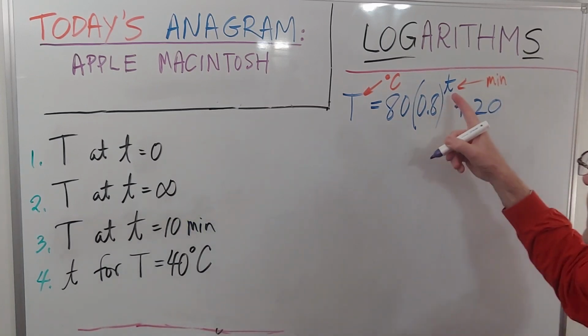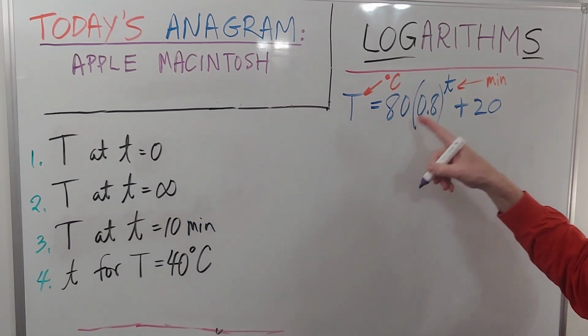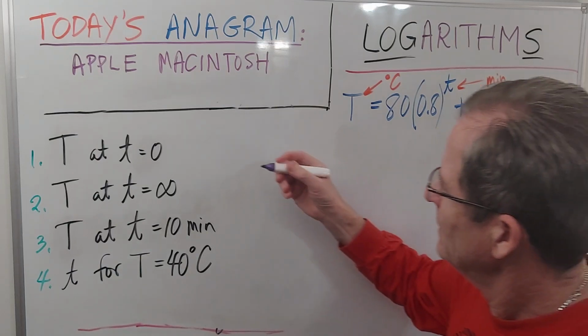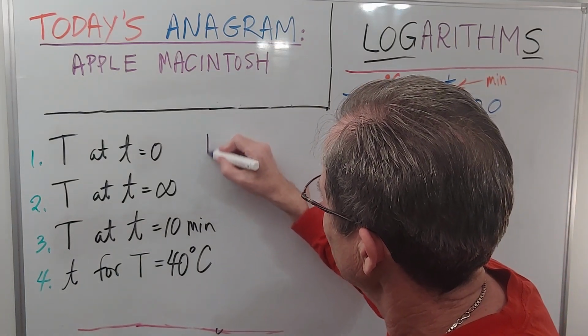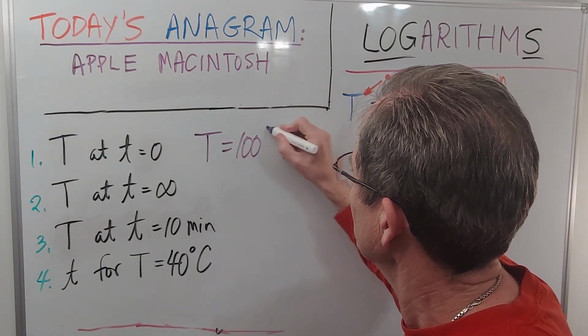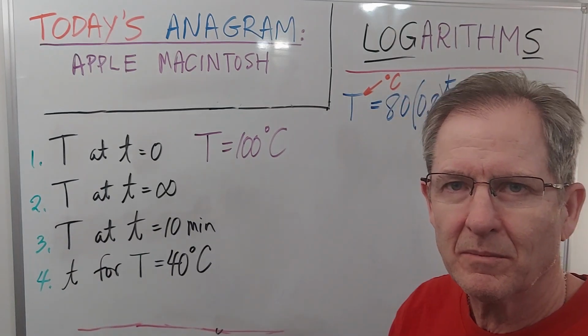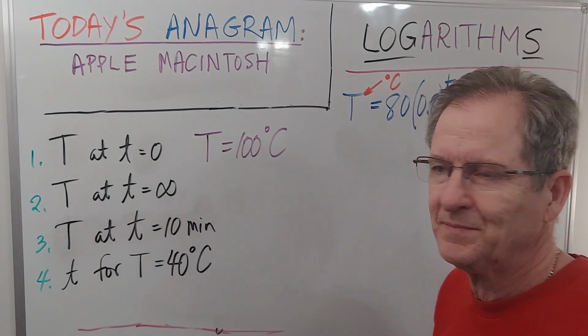Well, if I plug 0 into here, anything to the 0 is 1. 80 times 1 plus 20 is 100. So the original temperature is 100 degrees centigrade, in keeping with a cup of boiled water.